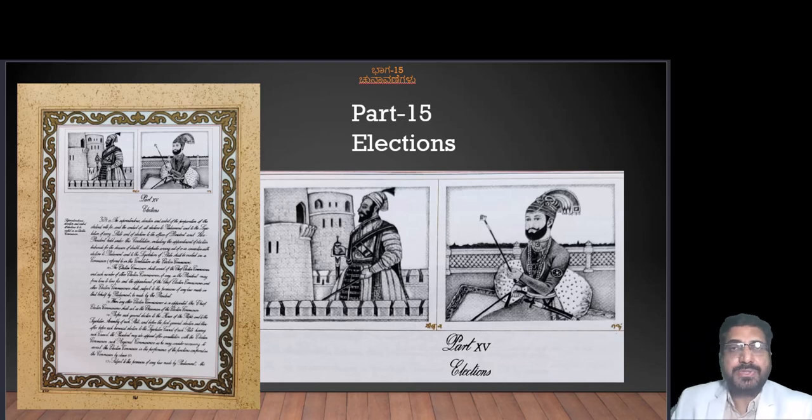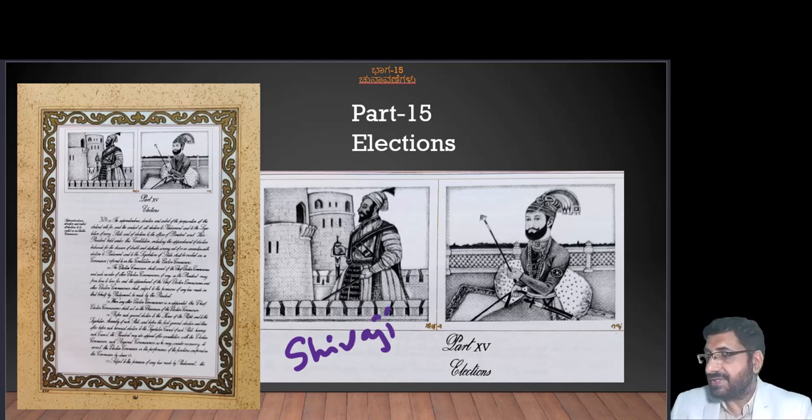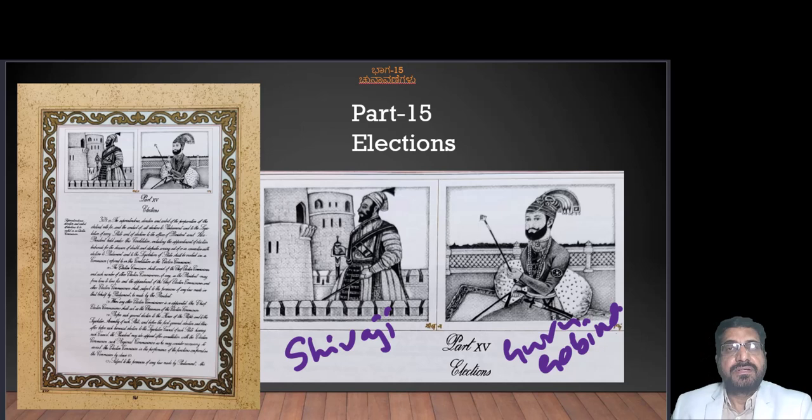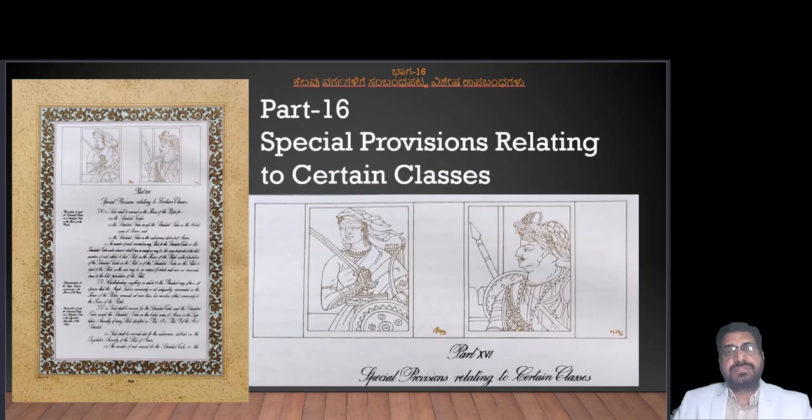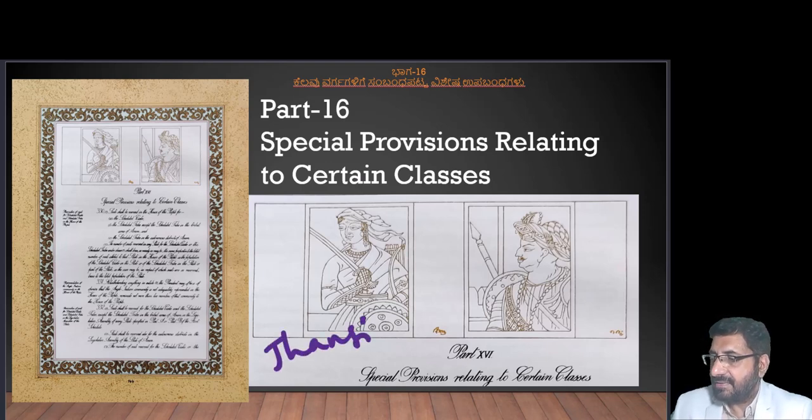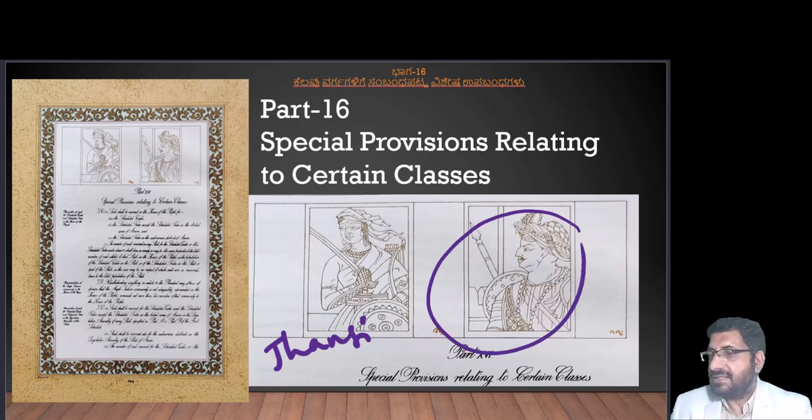Part 15 is about elections in our constitution, and here we find two very famous historic figures. One is Shivaji Maharaj, another is Guru Gobind Singh. Okay, next, yeah, this is during the British period. This is 1857, the great mutiny of Sipai. This is Jhansi Rani Lakshmi Bai, and this person is Tipu Sultan. Both these figures are there in part 16.